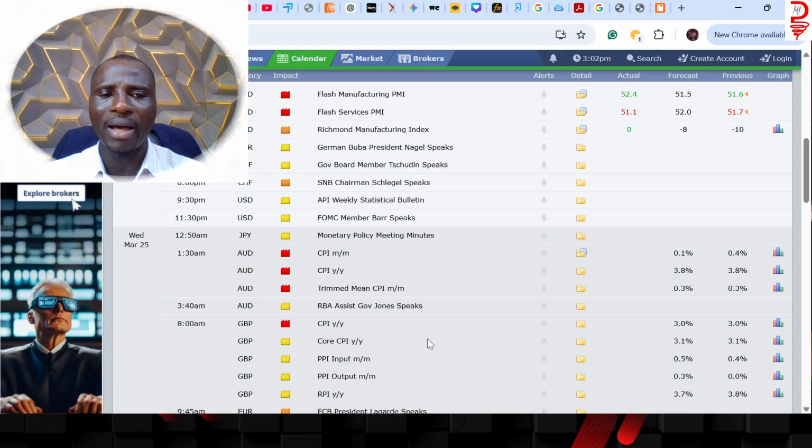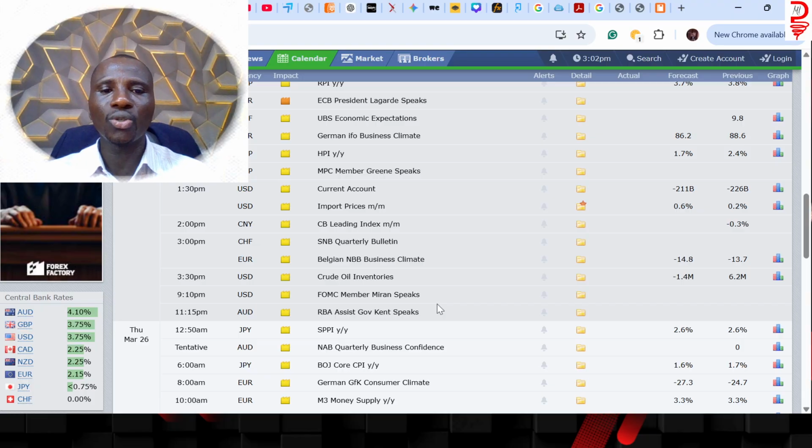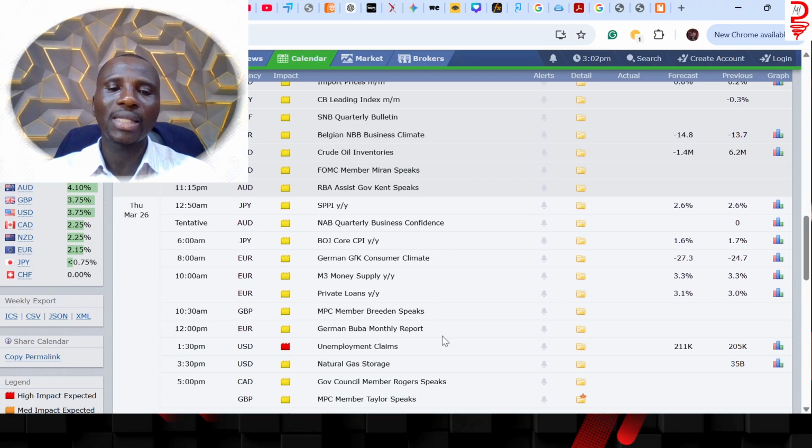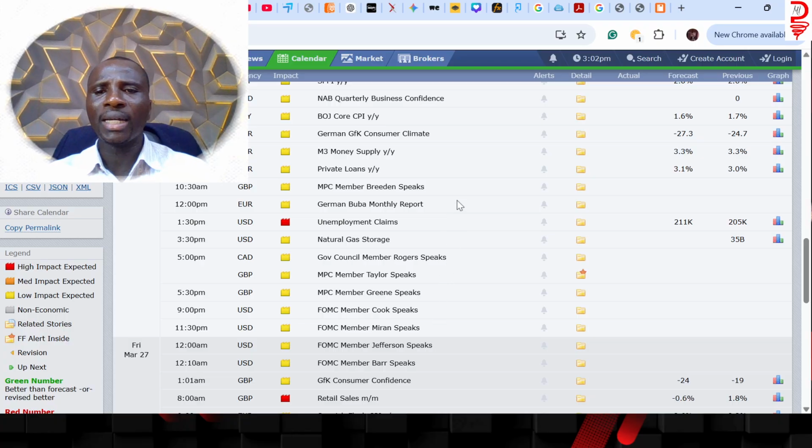Tomorrow also by 8 a.m. we are looking at the inflation data, consumer price index year on year, for GBP, the Great British Pound, and that is also important. Of course, you are just to take note of this event so that you will not probably stand in front of a moving train. It's very important.